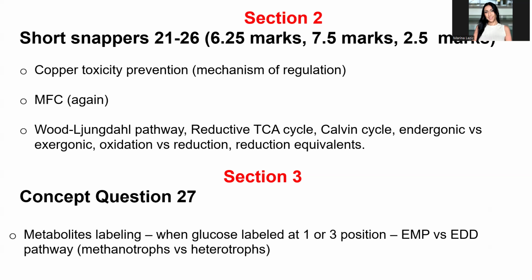Question 27 is the one that gives you 15 marks. Again, I can't tell you what exactly I will ask you, but recall labeling of metabolites with C13. Remember when we talked about how glucose can be labeled in position 1 and position 3, and based on that we see what is labeled and which of 2 pathways, EMP or ED, the bacterium is using. And there is a difference when we talk about heterotrophs that use glucose versus what's happening with methanotrophs that use only methane, because methane has only 1 carbon. So know these things. And that would be all for this review session.